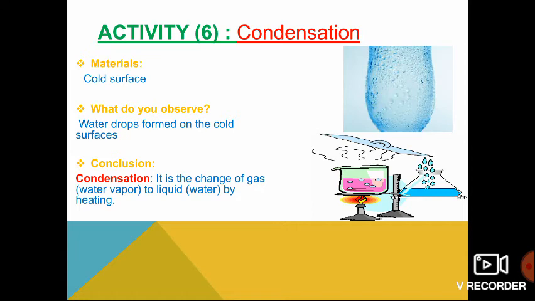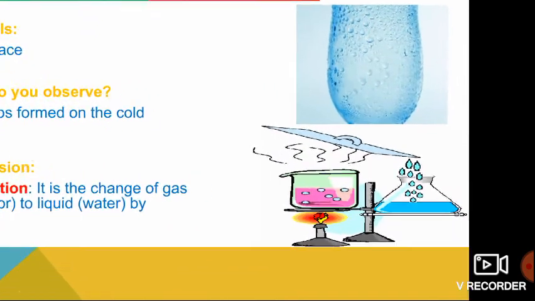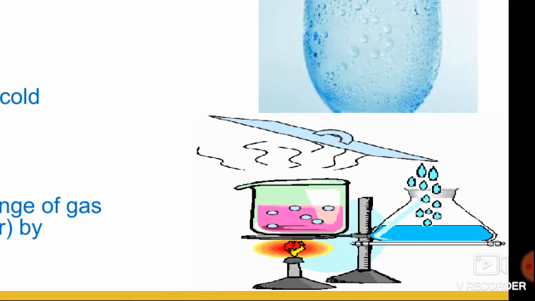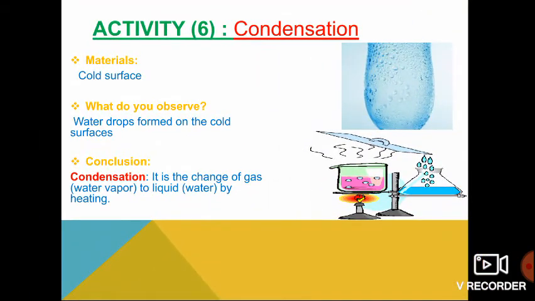We have an activity for condensation. When we expose water vapor to a cold surface, it will form water droplets, which we can collect in this pot. What do you observe? Water drops formed on the cold surface. Conclusion: condensation is the change of gas, which is water vapor, to liquid, which is water, by cooling.